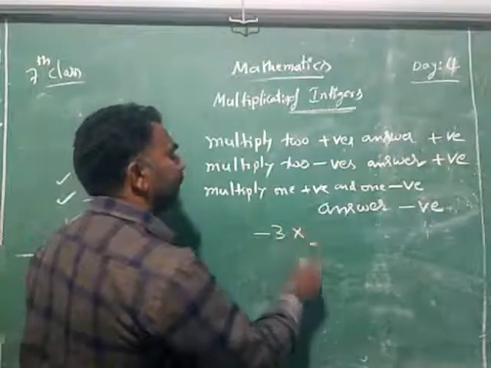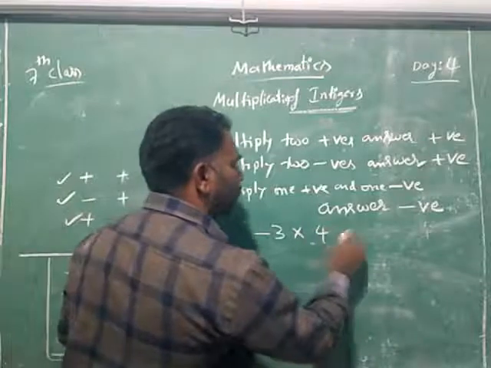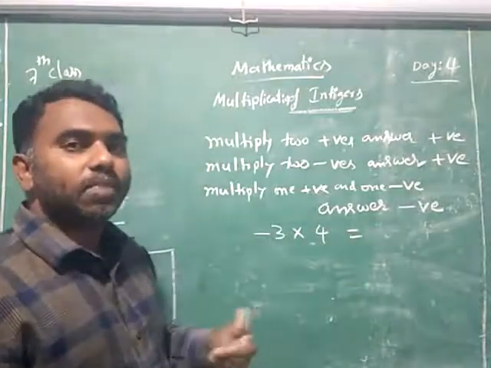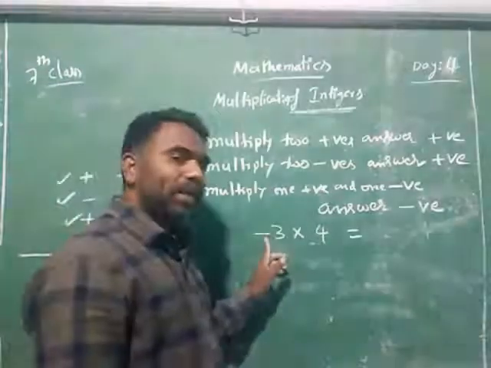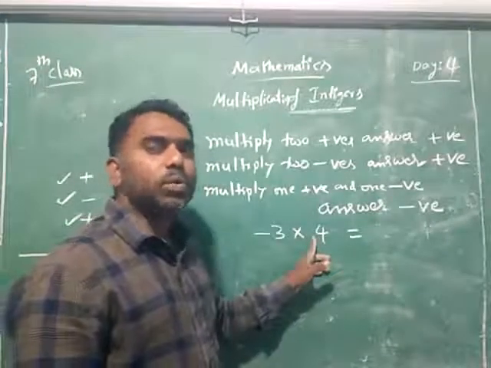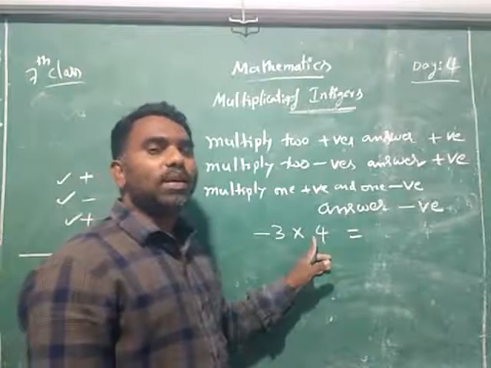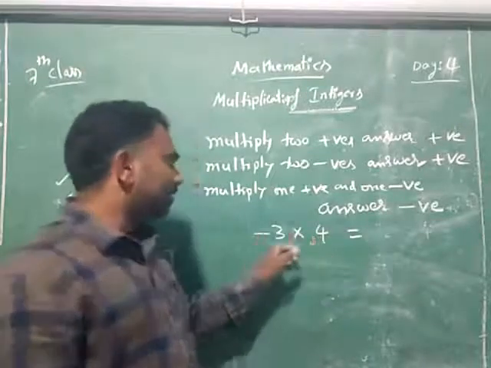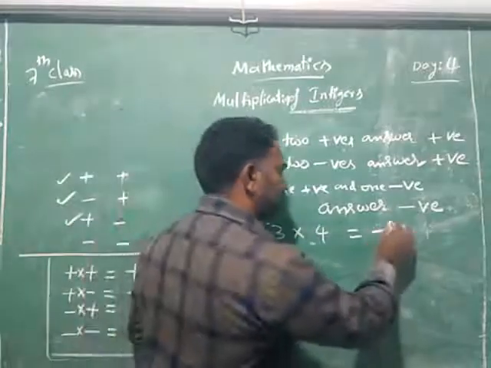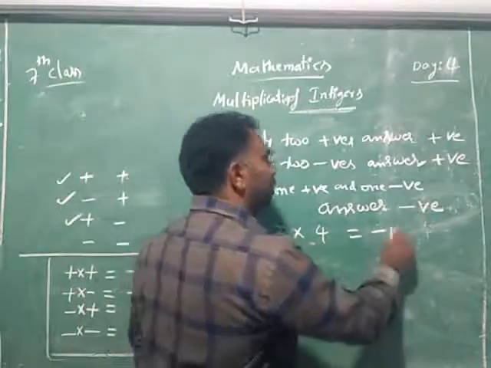Minus 3 into 4. What should we do? First multiply the symbols. First symbol minus. Second symbol, nothing is there, what is the meaning of that? Positive. If there is no symbol, that is called positive. Minus and plus. Minus into plus will be minus. And numbers, 3 fours are 12.